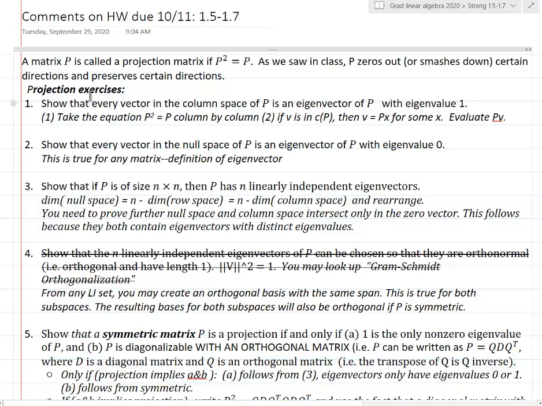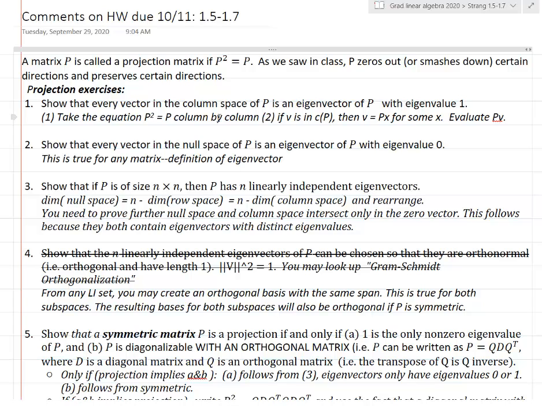All right? So number one, show that every vector in the column space of P is an eigenvector of P with eigenvalue 1. There are two ways to do this. You could take this equation P squared equals P column by column. If you remember, when you multiply two matrices together, that's the same thing as multiplying the first matrix times every column of the second matrix. What does that mean then? That means P times any column of P is that same column of P. So every column of P is an eigenvector of P with eigenvalue 1. Since every column is an eigenvector with eigenvalue 1, that means the entire column space consists of eigenvectors with eigenvalue 1.